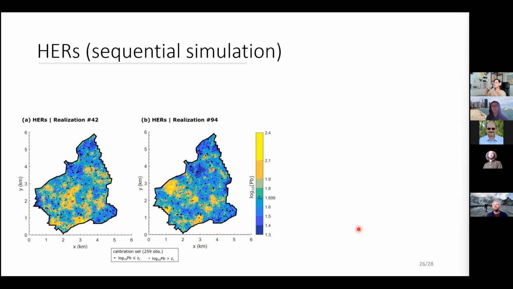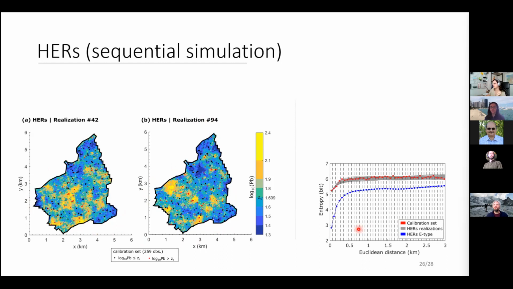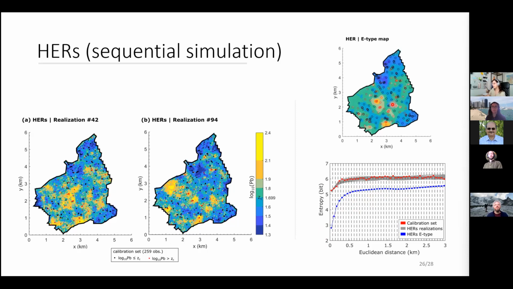So the idea here is to obtain multiple fields to replicate the spatial variability of the observed data set. And to check that, in red we have plotted the calibration set variogram here, which is what we want to reproduce. And in gray, we have the 100 generated simulations, which follow the calibration variogram with some fluctuation. So just for comparison here, in blue is the variogram of the estimated map, this one here. And here we can nicely check the smoothing effect we were talking about previously, just by looking at the maps here, or by checking the reduced variability of the data set in relation to the calibration set.